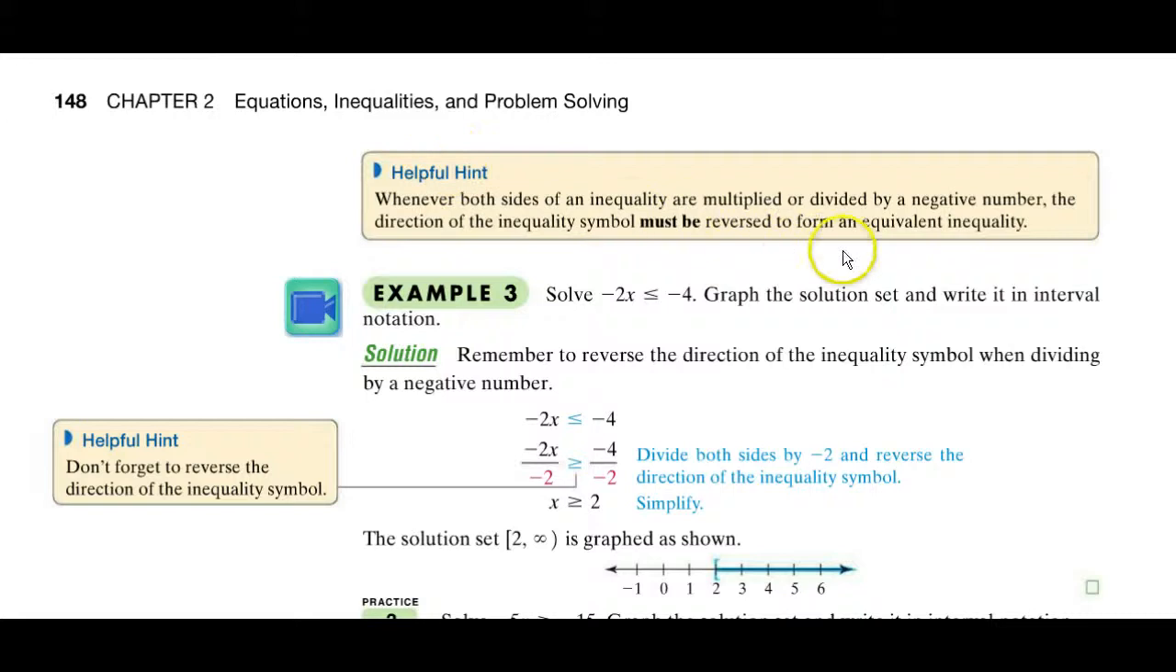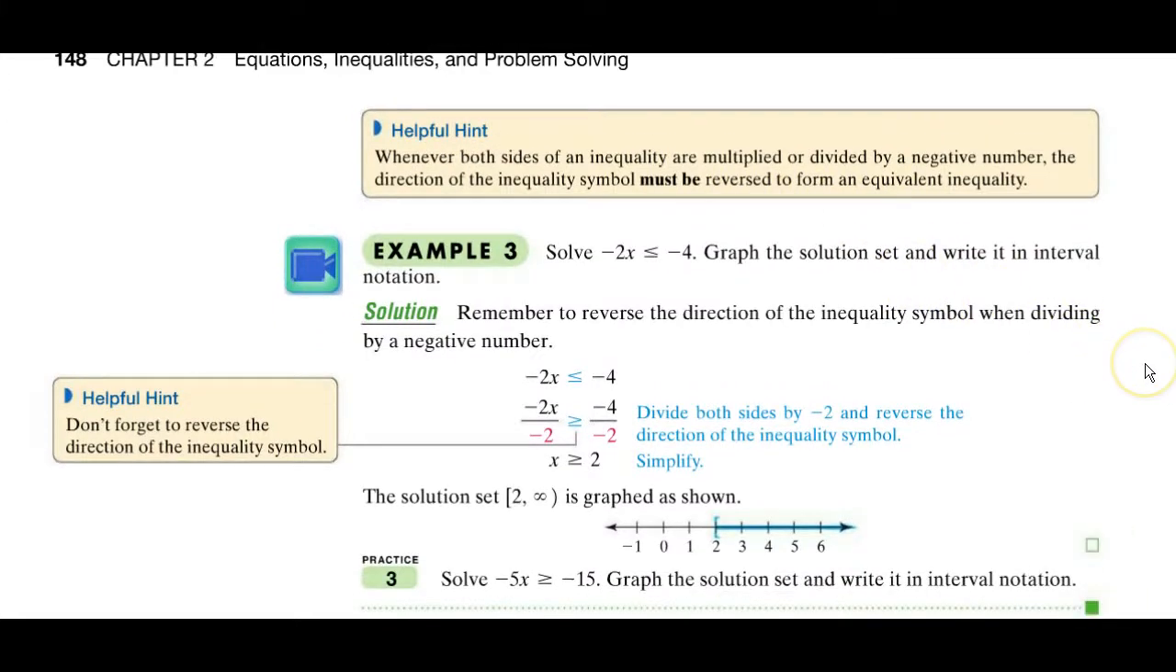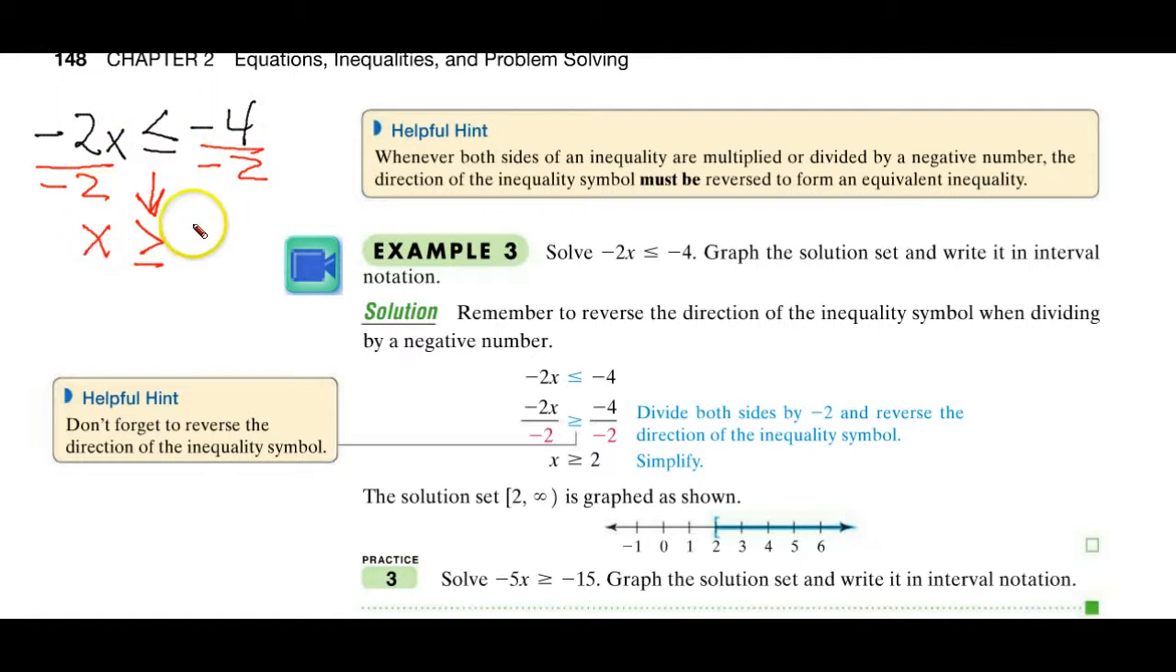Now let's look at a problem here. So I'll write this one out too. We have here a negative 2x is less than or equal to a negative 4. Well, I'm going to divide by a negative 2. In order to keep this inequality true, I have to reverse the direction of my inequality sign. So this now becomes an x, and this becomes a 2. Okay?